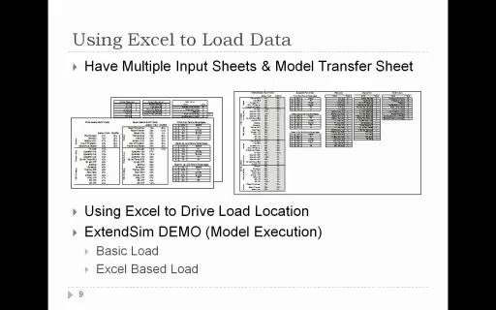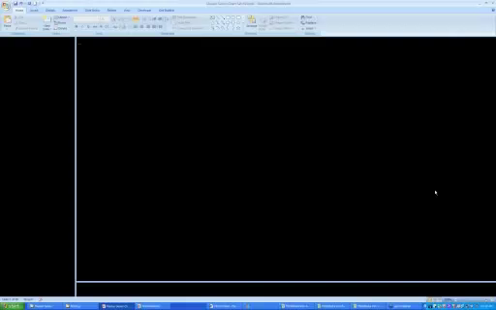When using Excel, I have found that using multiple input sheets to the different stakeholders, and then creating one large model transfer sheet that allows for the data to be transferred over in one lump sum allows for a much more cohesive interaction amongst the organization. I'm also going to look at a couple of things. One can also use Excel in and of itself to actually drive the data location inside of Extend. I'm going to show that. So let's look at two models right now, both the basic way of loading in data from Excel and then some Excel-based loading.